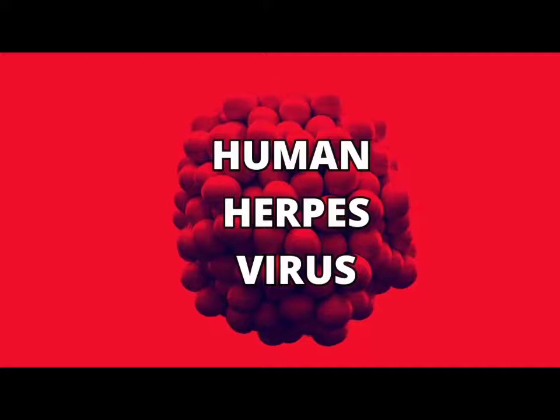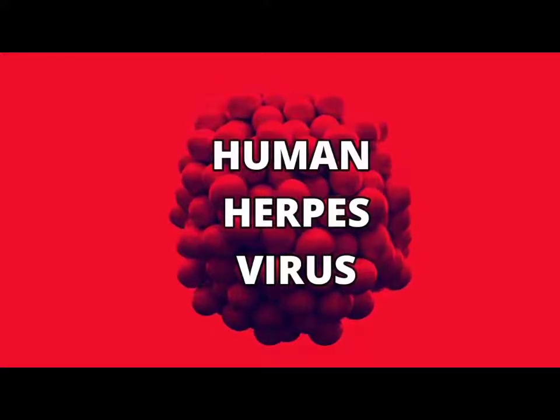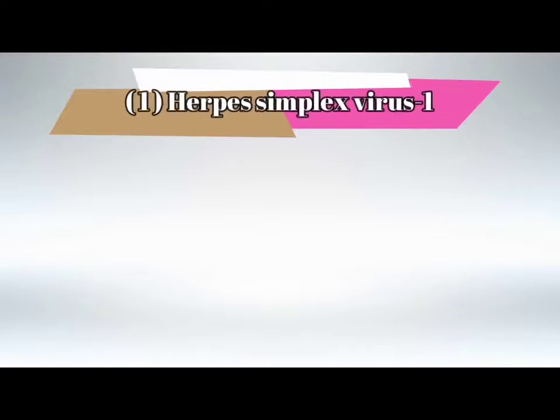Talking about the 8 different types of human herpes viruses. The first type is called Herpes Simplex 1, and it transmits via respiratory secretions and saliva.